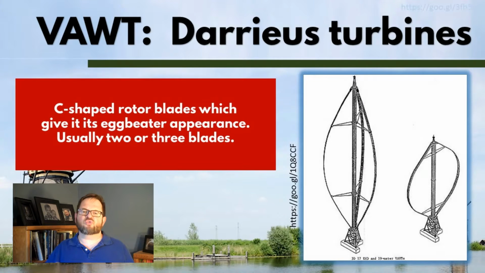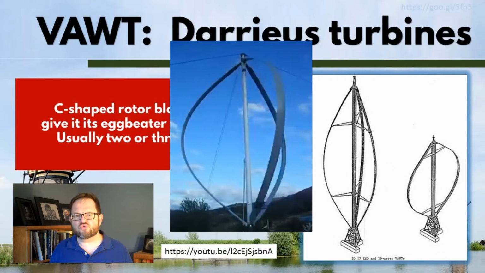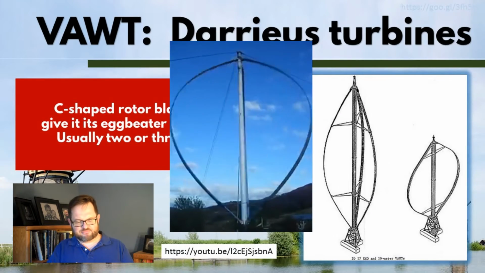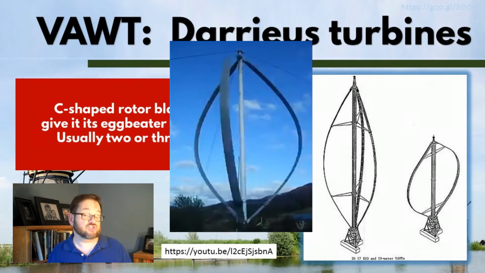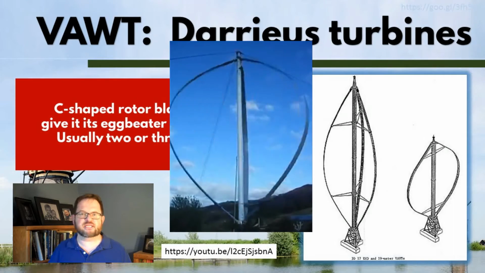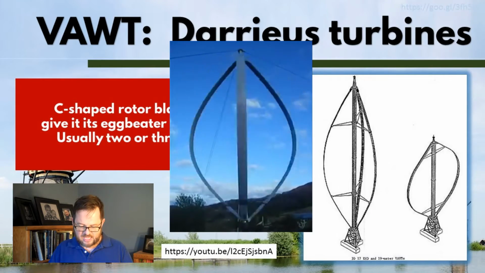But Darrieus turbines are the ones that have those C-shaped rotor blades that give it that egg beater appearance as they spin. Sometimes there's 3 such blades, sometimes there's 2, etc. And you can see examples of that here. That giant wind turbine at Cap-Chat was an example of a Darrieus turbine.